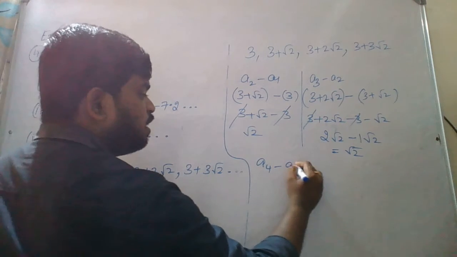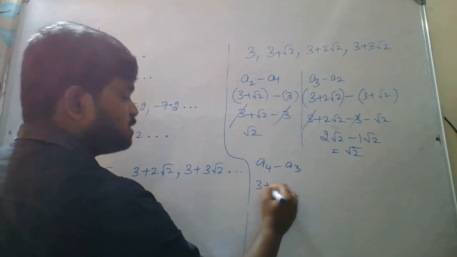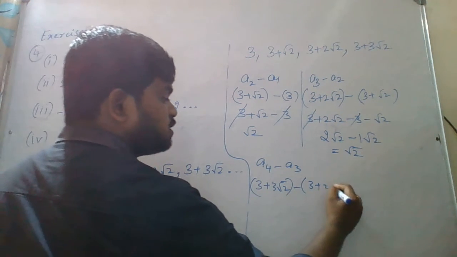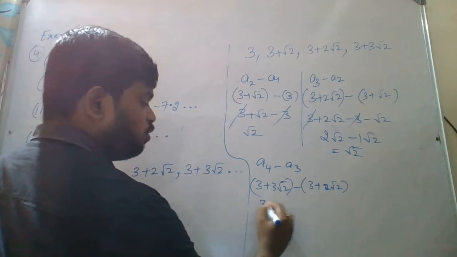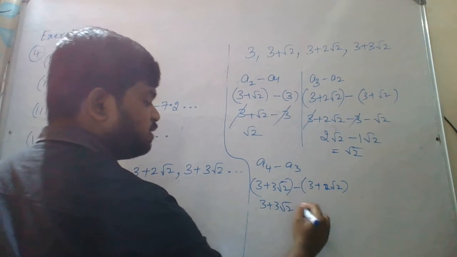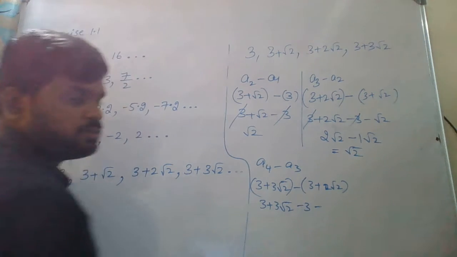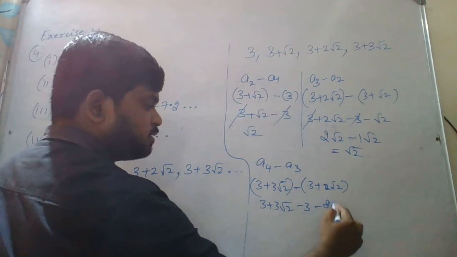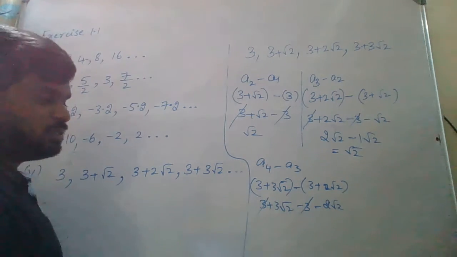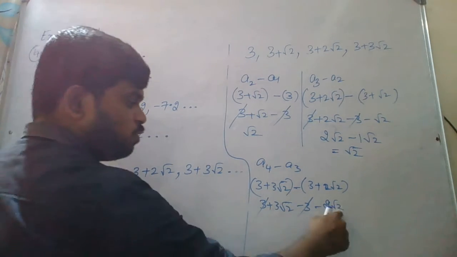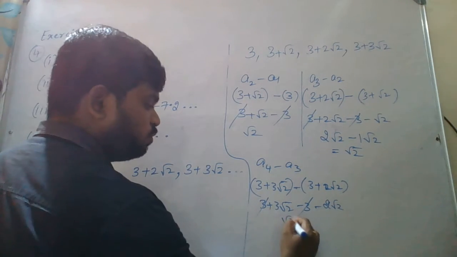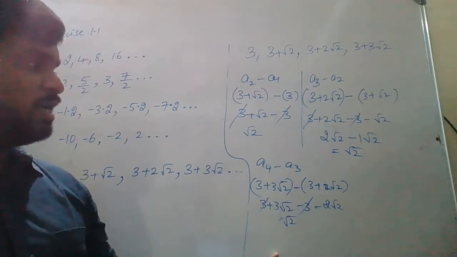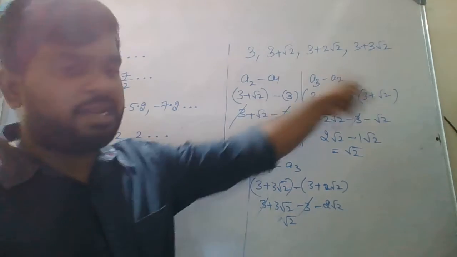A4 minus A3. That is 3 plus 3 root 2 minus, bracket, 3 plus 2 root 2. Remove the brackets now. 3 plus 3 root 2, minus into 3 is minus 3. Minus into plus minus 2 root 2 as it is. Plus 3 minus 3 gets cancelled. 3 root 2 minus 2 root 2 is 1 root 2, or simply you can write it as root 2. So everywhere you got the same answer. Therefore this is an AP.